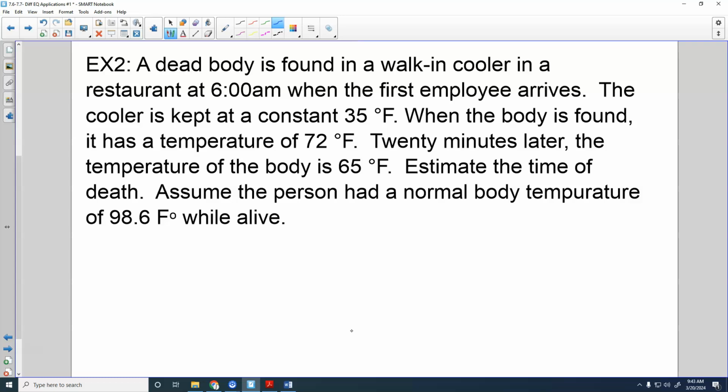When the body is found, it has a temperature of 72 degrees Fahrenheit. 20 minutes later, the temperature of the body is 65 degrees Fahrenheit. Estimate the time of death. Assume the person had a normal body temperature of 98.6 degrees Fahrenheit while alive.